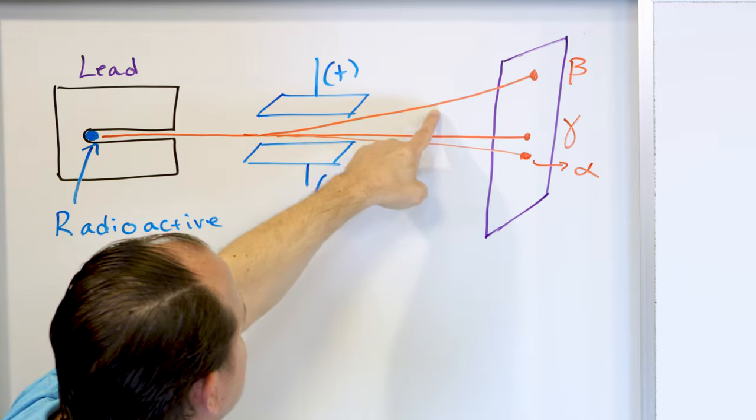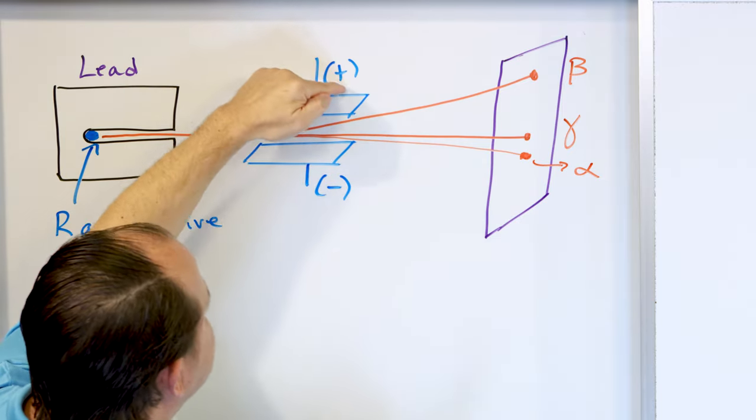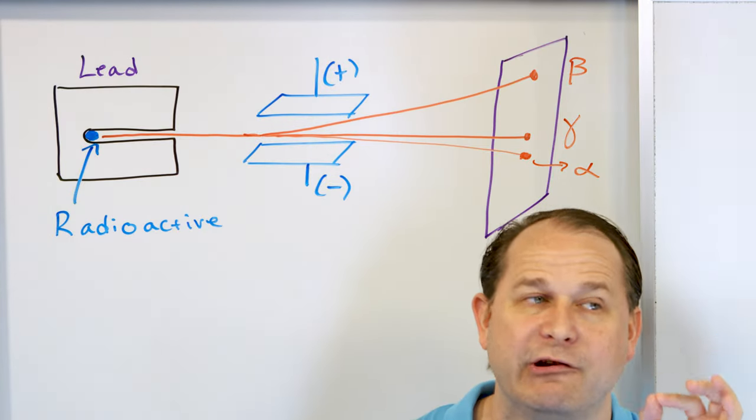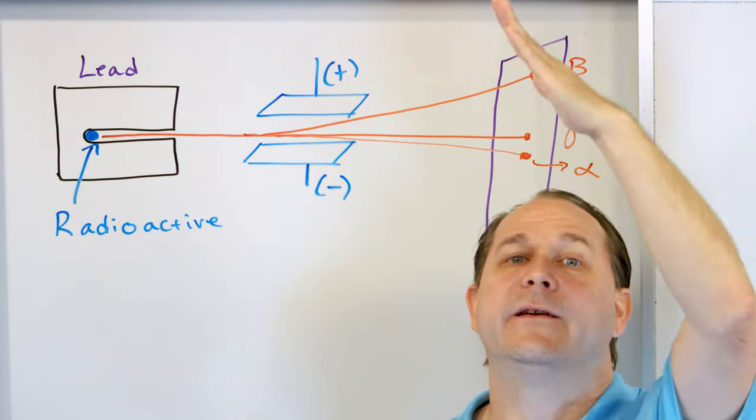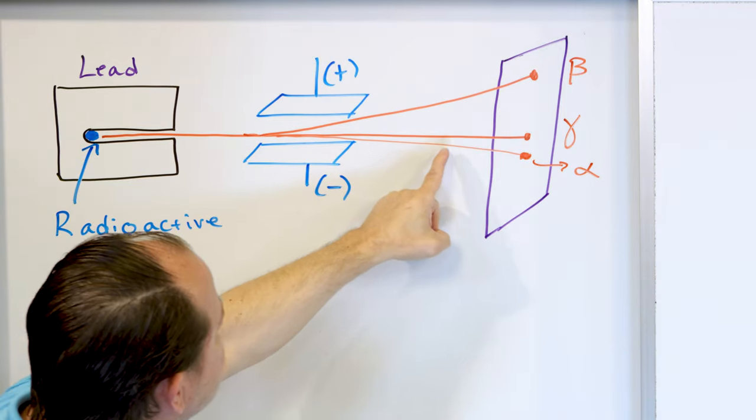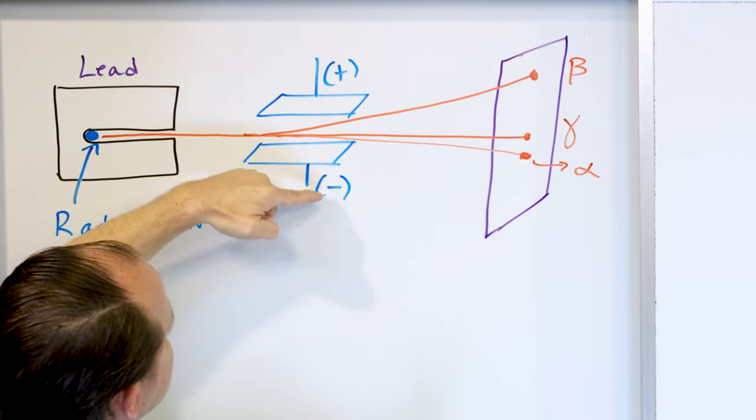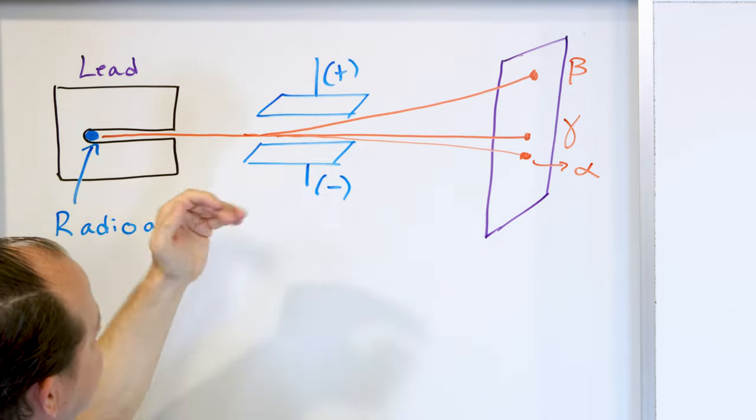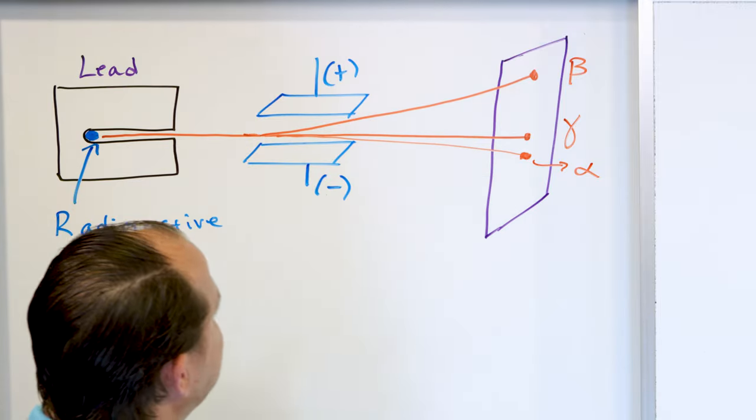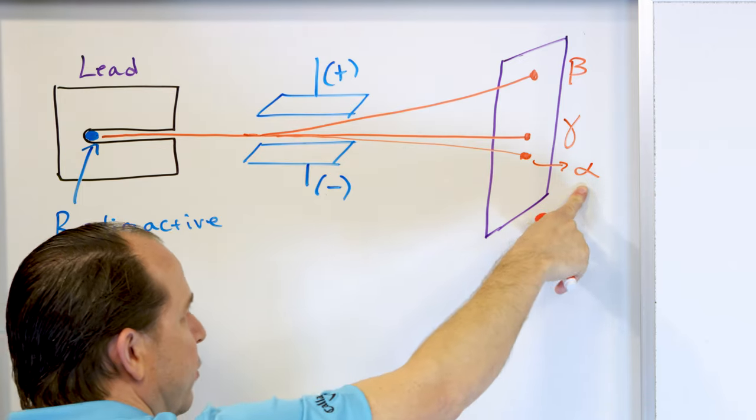And whatever the beta particles are, they must be negative particles because they're attracted to the positive plate. Remember, opposite charges attract. So it must be a negative particle that goes up like this. And then whatever this particle is down here must have a positive charge because it's bent down and attracted here. So positive would be attracted to negative, and it lands over here. So we know that this must be a negative particle, this must be a positive particle, this must be a particle with no charge.